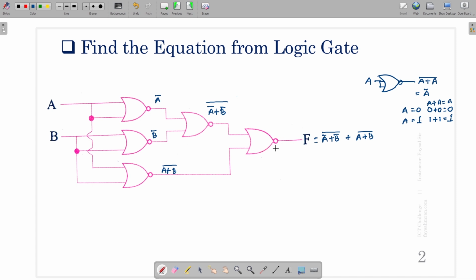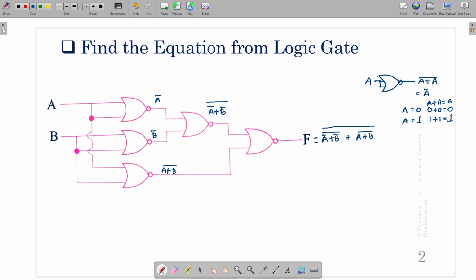Now this NOT logic gate also gives a bar for the whole equation, so we will get (A bar plus B bar) whole bar from this line and (A plus B) whole bar from this line. They add both of them, and this NOT logic gate gives the whole bar, so you will get ((A bar plus B bar) whole bar plus (A plus B) whole bar) whole bar. So this is our answer.